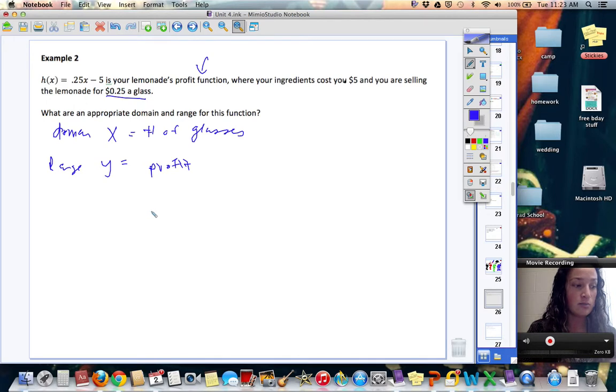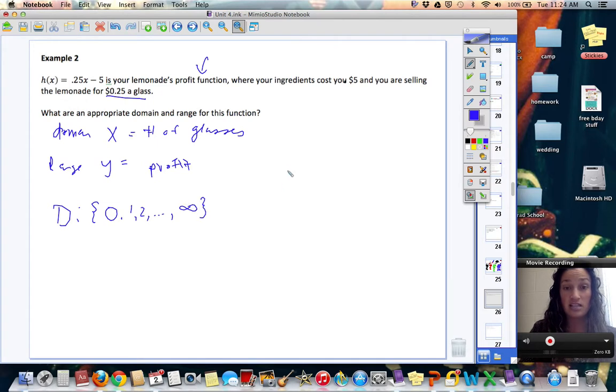Now we just have to figure out the actual numbers for it. If I think of domain as the number of glasses of lemonade that I sell, I can sell 0 glasses. I can't sell anything less. I can't sell -2 glasses of lemonade. I can sell 0 glasses, I can sell 1, I can sell 2, and I can sell all the way up to infinity.